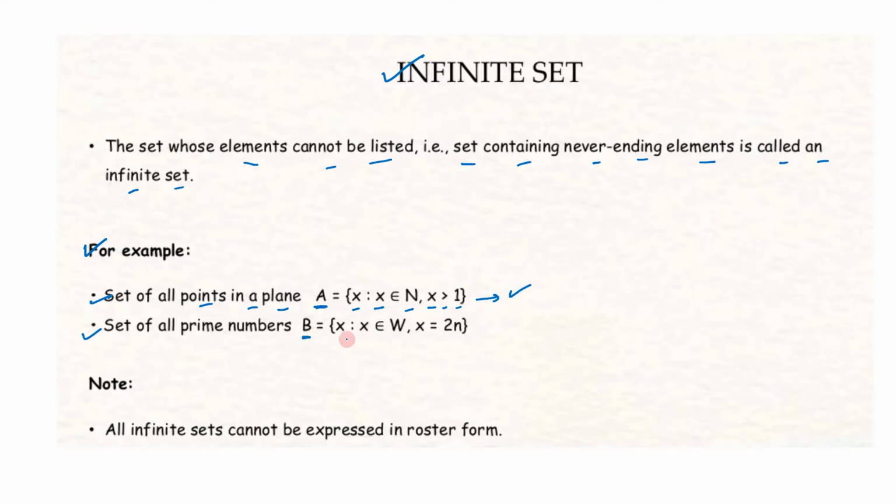Another example, set B, where we are having the set of all x such that x belongs to W. Here W represents whole numbers and x is equal to n. Here we can plug in infinite values of n and we can obtain the corresponding infinite values of x. So set B is another example of an infinite set. Note that infinite sets cannot be expressed in roster form, because only those sets can be expressed in roster form which have some countable number of elements, and infinite sets, as we know, have never-ending elements in them, so they cannot be expressed in roster form.